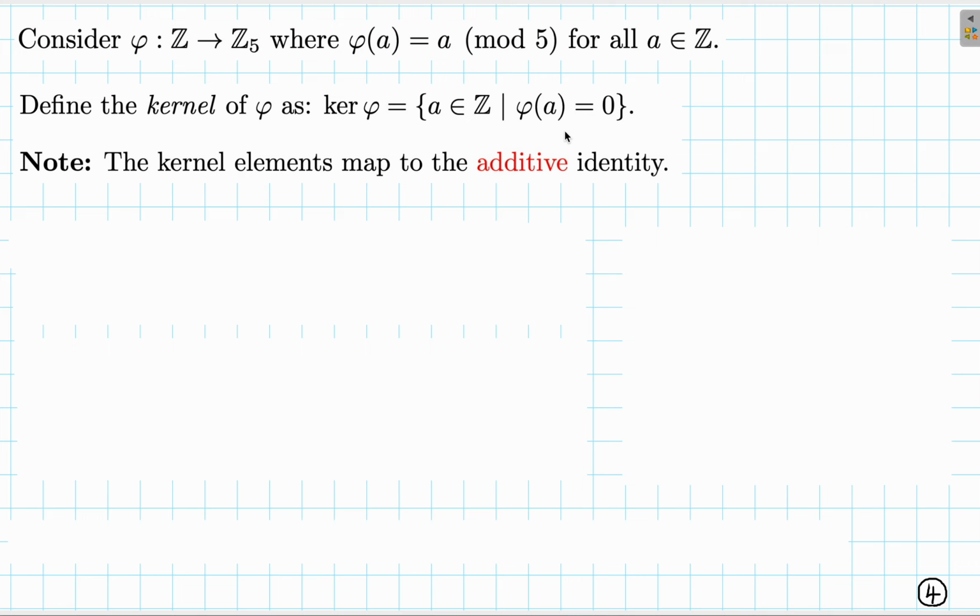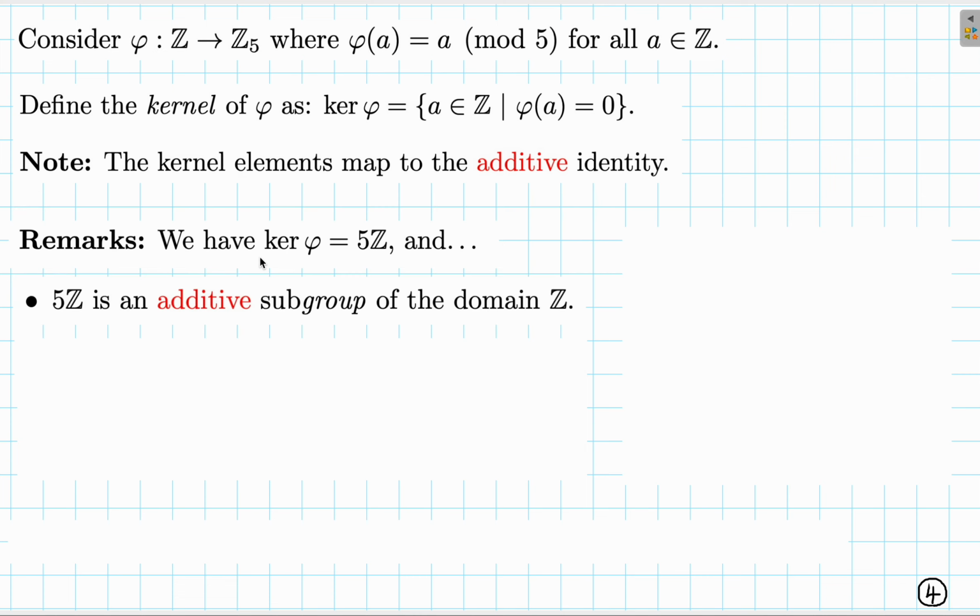Now, the codomain Z5 is a ring, so it contains two identities, the additive identity 0 and the multiplicative identity 1. So it's natural to ask, why do we focus on the additive identity when defining the kernel? It's because every ring is a group under addition. So by defining the kernel this way, we can use what we've already proved about the kernel from our study of groups, as we'll see below.